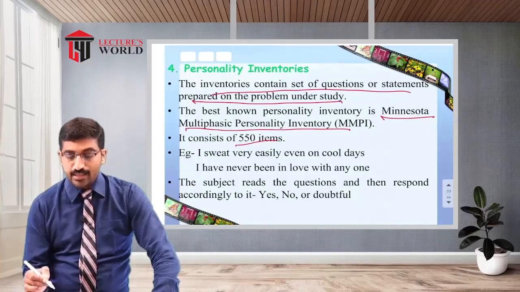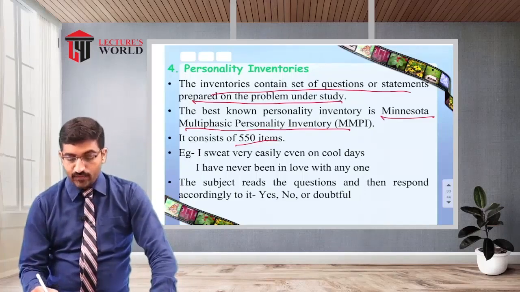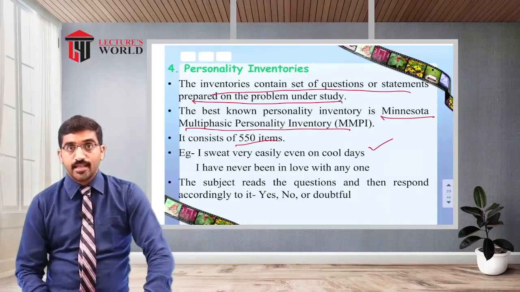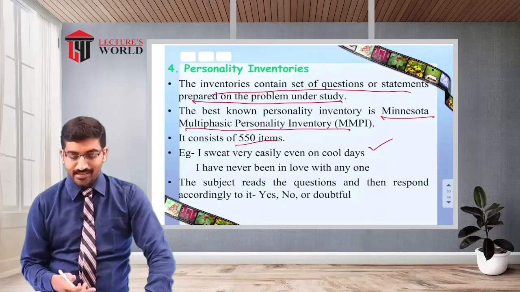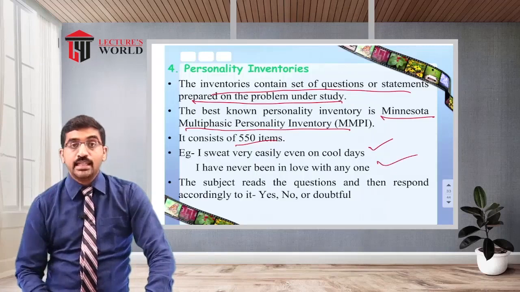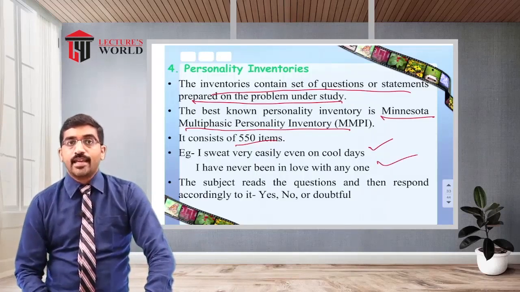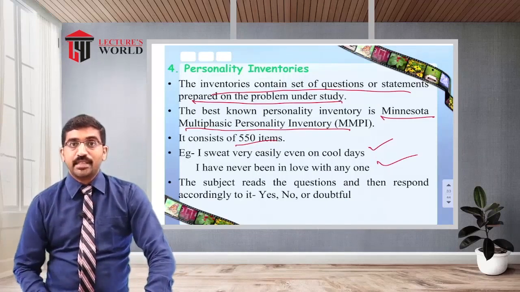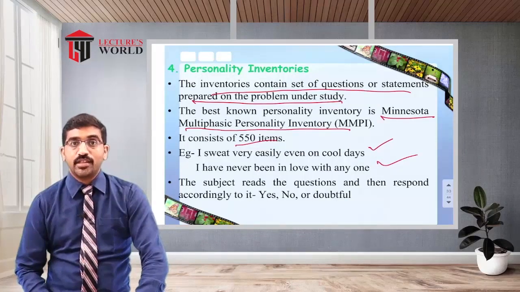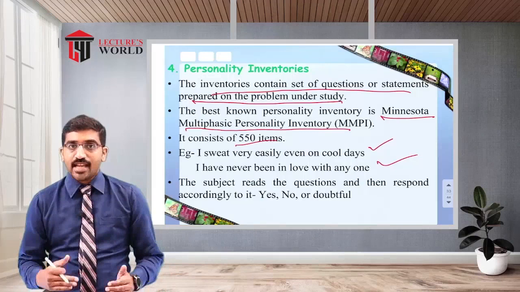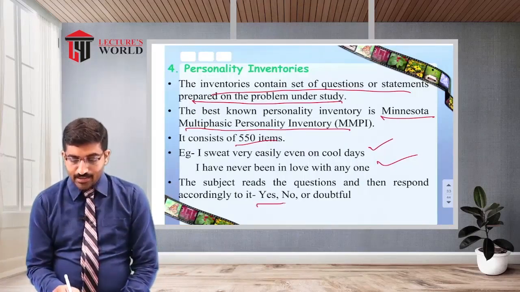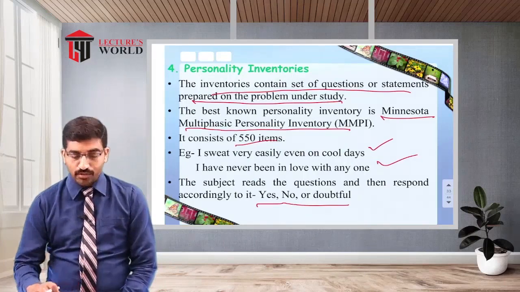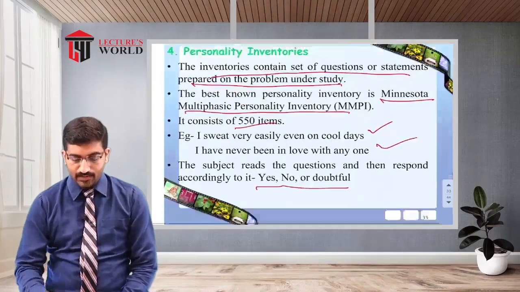Another simple example: I sweat very easily even on cool days. See what personality this is, whether it is a hot personality or a cold personality. I have never been in love with anybody. I cannot love anybody. So I am a socially aloof personality, type A personality, type B personality, or introvert, extrovert. So such characteristics can be assessed. The subject can answer yes, no, or doubtful, not sure. Such questions can be given.